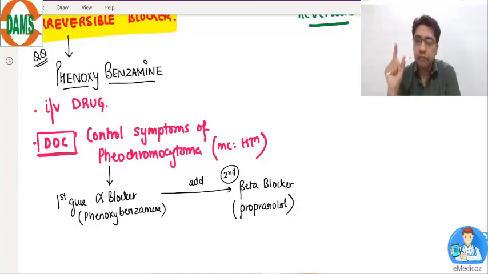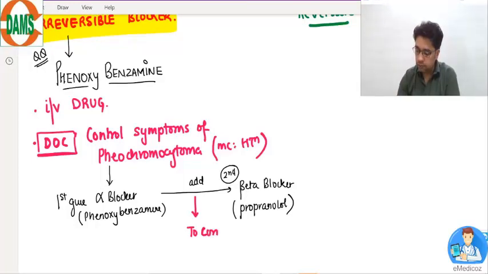Now the point is, why do we add beta blocker? We add beta blocker to control tachycardia. Don't you think alpha blockers produce reflex tachycardia?